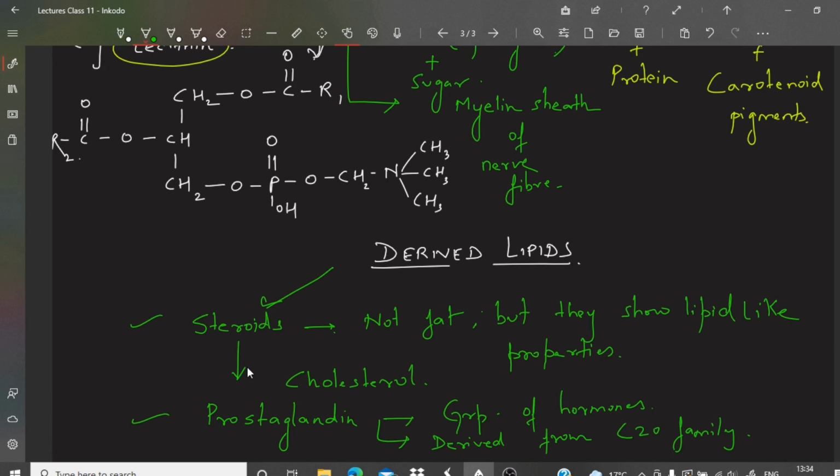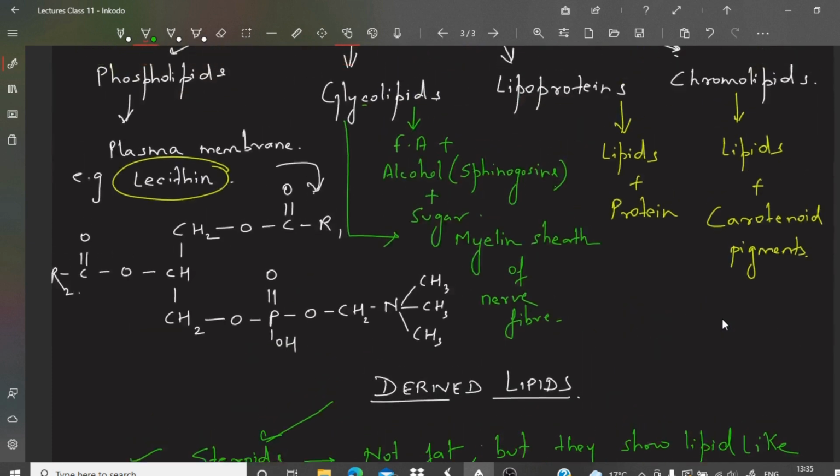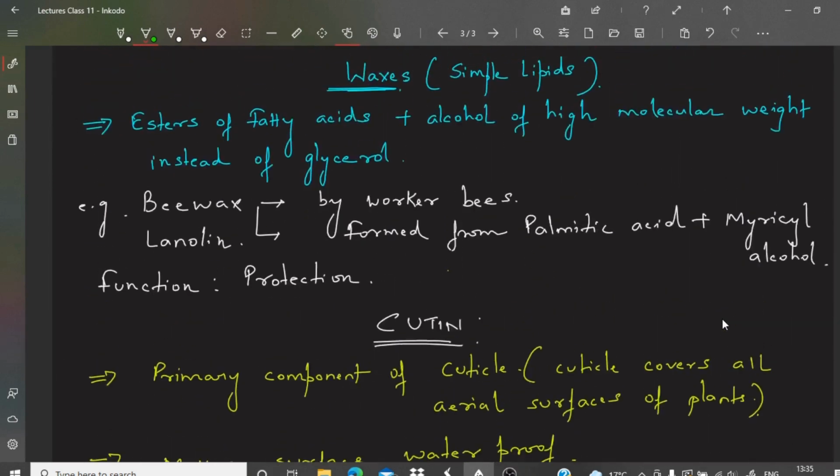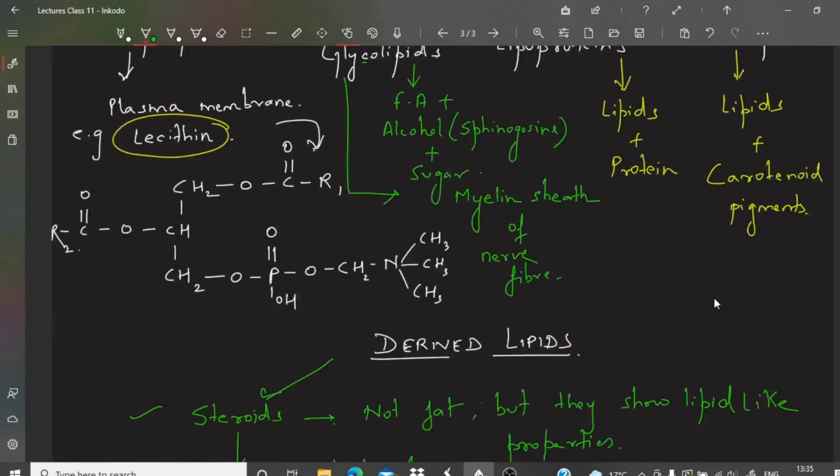Okay, another example that comes under the derived lipids is prostaglandin. What are prostaglandins? They are a group of hormones, and these prostaglandins are derived from the carbon 20 family that we discussed in the previous lecture, that carbon 20 being arachidonic acid. So we have covered all the different categories of lipids in this video. So I hope you understand.